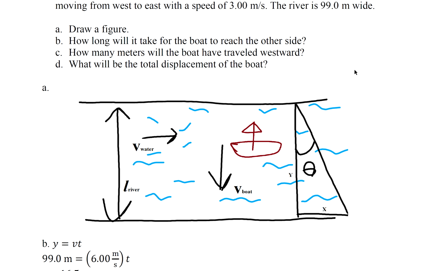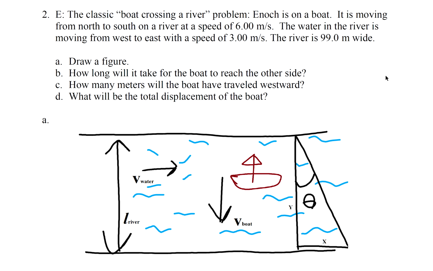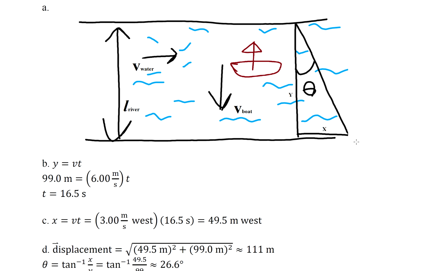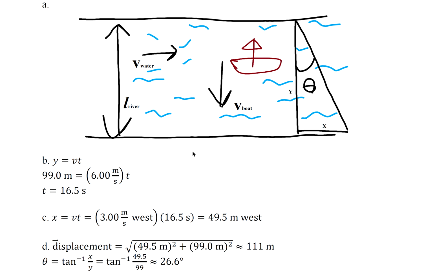So y equals vt. Y is the vertical distance. V is the velocity in the vertical direction. T is time. So the vertical speed is 6 meters per second. So solving for t, we get 16.5 seconds. Part C asks, how much do we go westward? So it's going to be 16.5 seconds times 3 meters per second west.